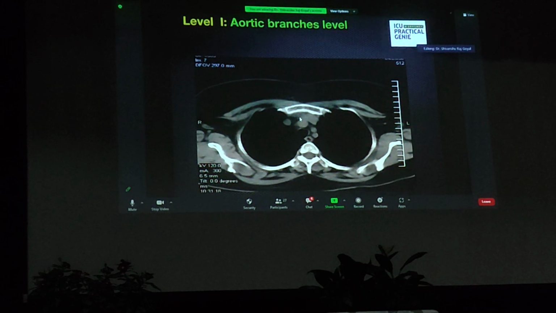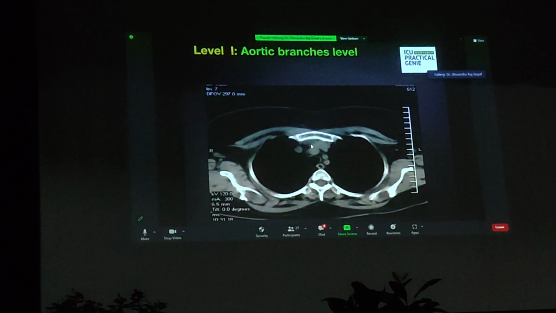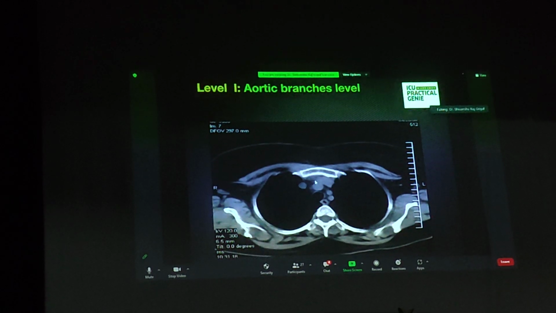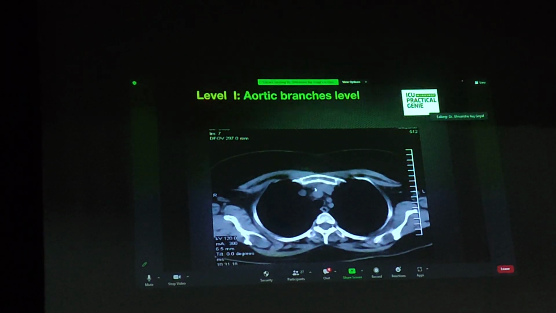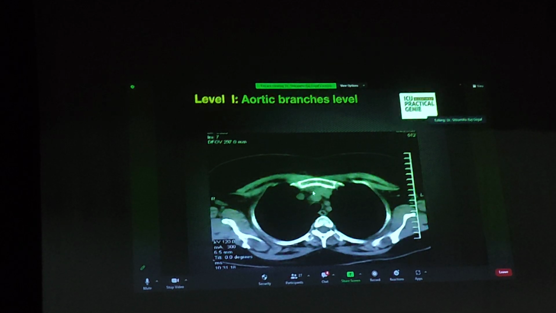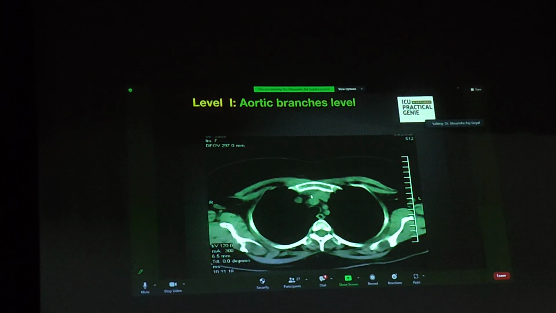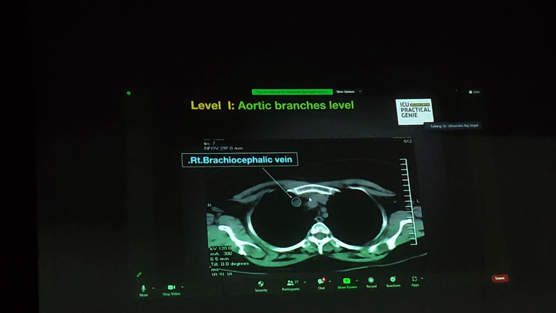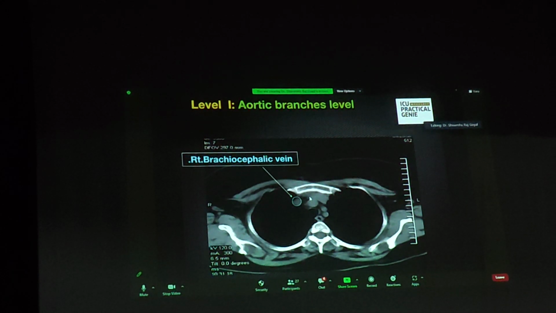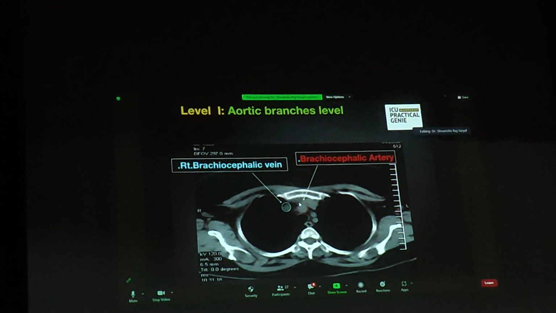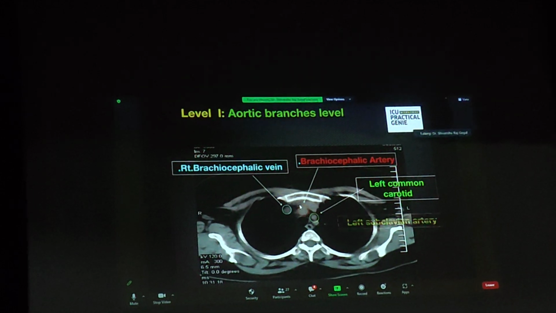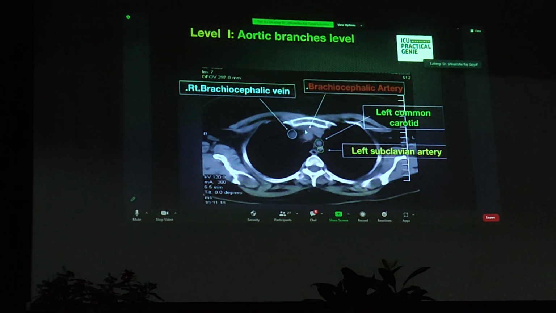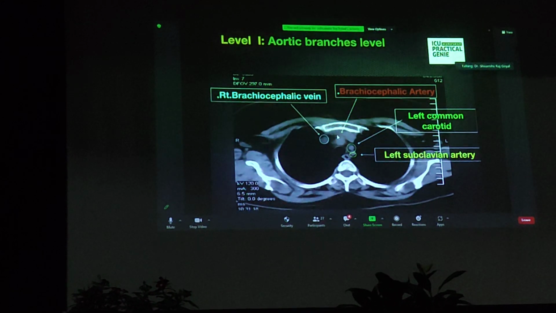Before I move further, anything you see on the left side of a CT scan is the right lung, and what you see on the right side of the CT scan is the left lung. So train your eyes in such a way. First identify the right lung, left lung. Then the right brachiocephalic vein, then come all three aortic branches: brachiocephalic artery, left common carotid, and left subclavian. These three are the aortic branches you see at the aortic branch level.